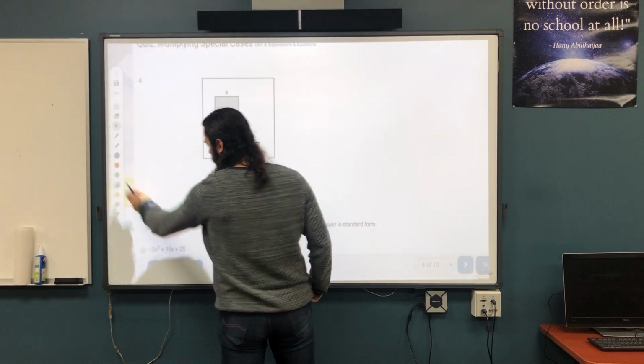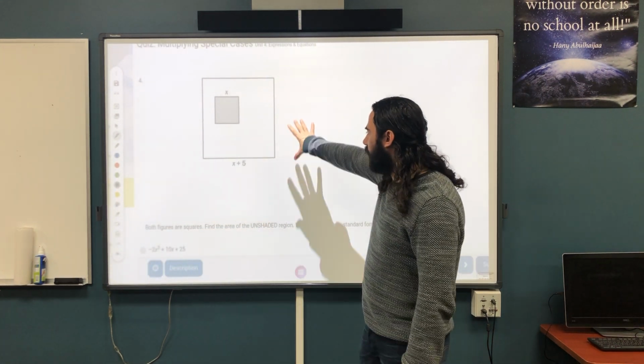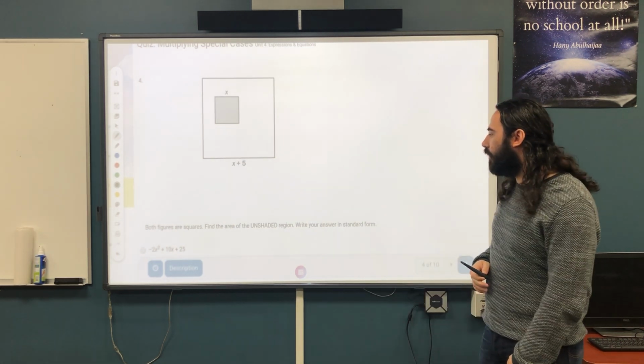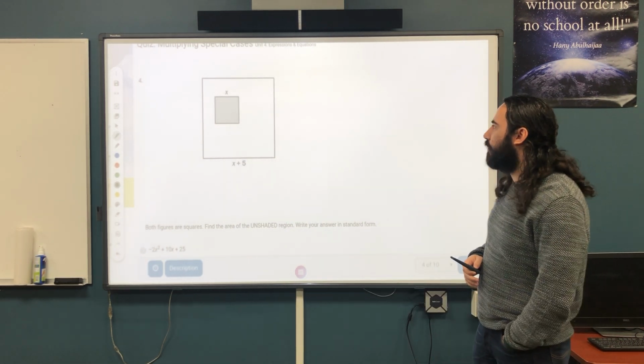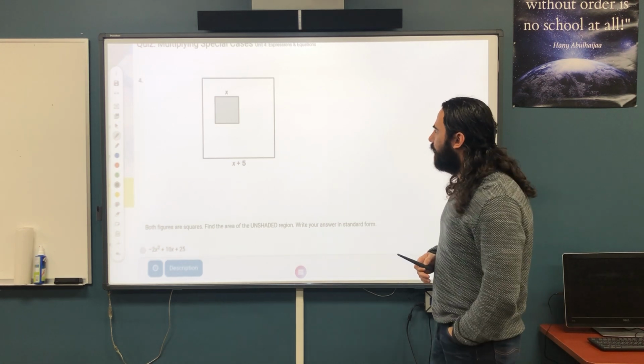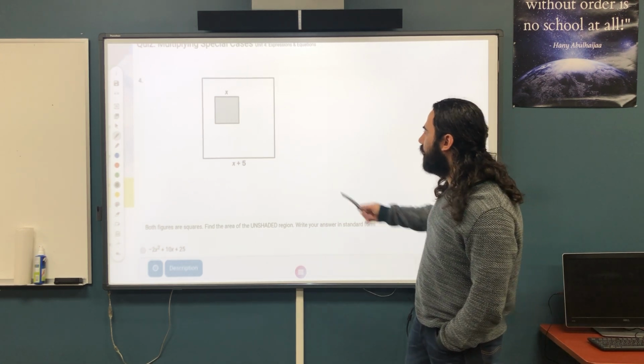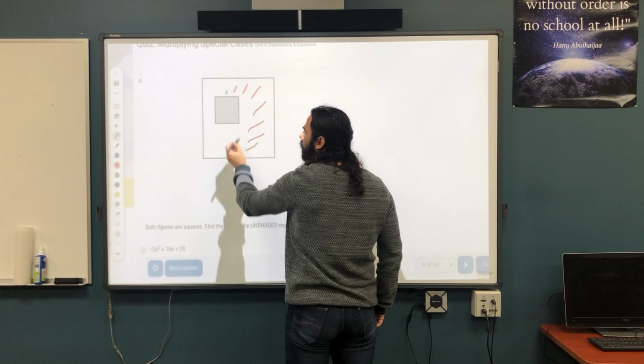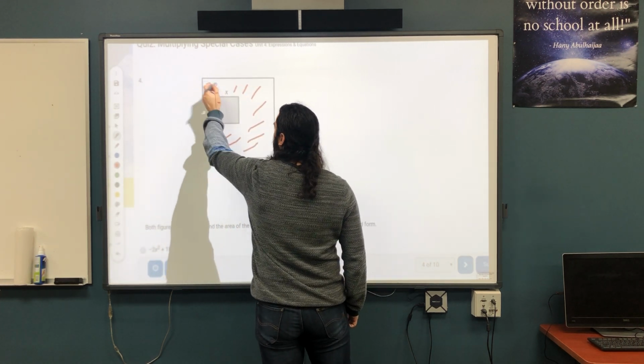So both figures are squares. We have two squares, as you can see. Find the area of the unshaded region. Write your answer in standard form. So we need to find the area of the unshaded, the red one.